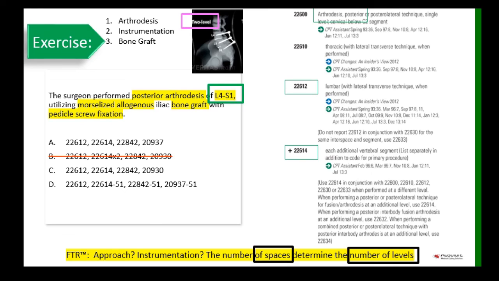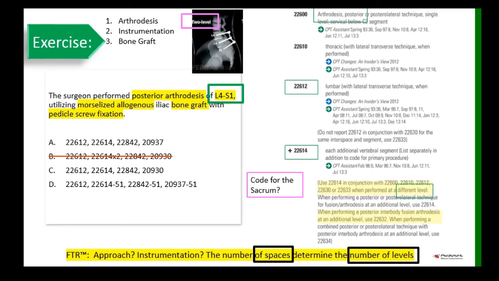Gotta go. Next, you know what I just thought about? This 22612 is a lumbar code, so 22614 must also be a lumbar code. So how do we code the sacrum? Well, if I have a question, all I got to do is go to my parenthetical guideline. I got to go there first. It says use 22614 in conjunction with 22600, 22610, 22612, 22630, or 22633. All right, so we can use it when performed at a different level. There you go. There is our guideline. It's telling us it doesn't really matter, just a different level. All right, so we are correct.